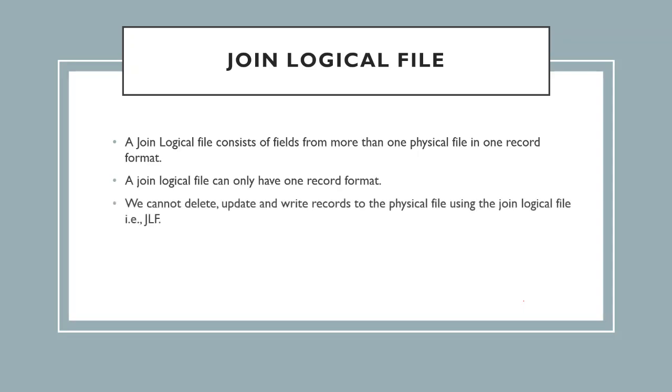So we cannot update or delete records in the physical file using the join logical file. By using a single record format logical file, you can update the record in the physical file. But by using the join logical file, you cannot update, insert, or delete the record, because a join logical file has more than one physical file, right? You cannot do the update operation because you have more than one physical file. The system doesn't know which file needs to be updated. That is not possible by using the join logical file.